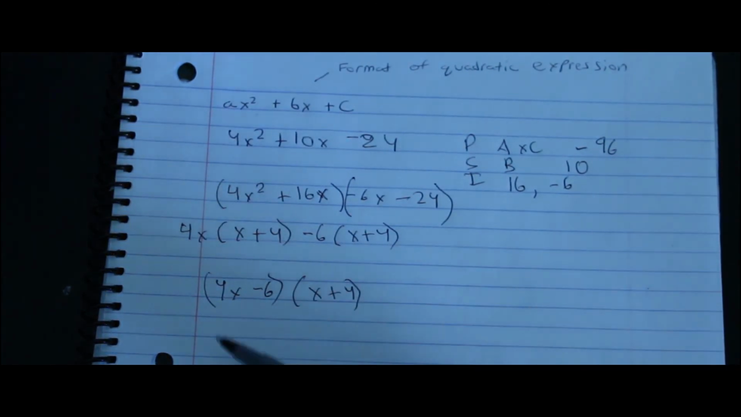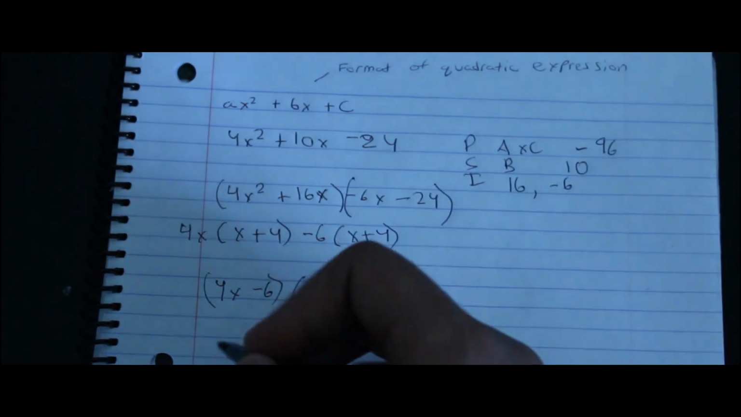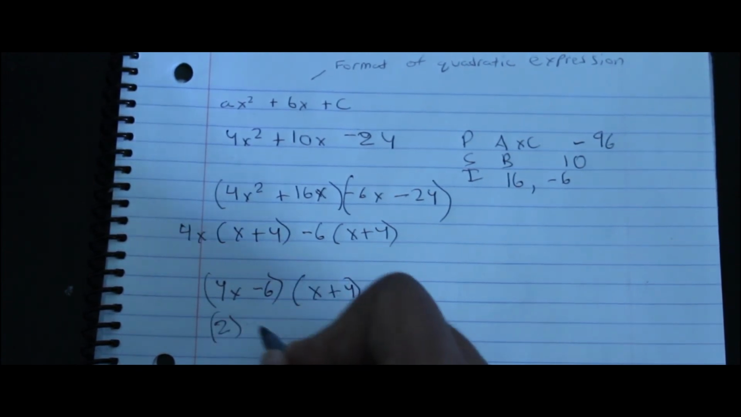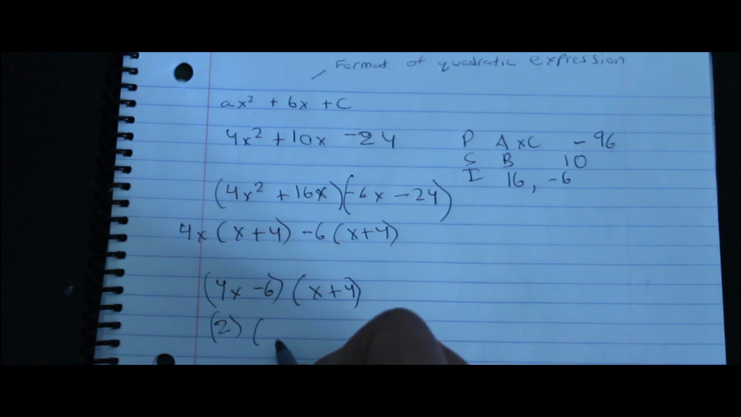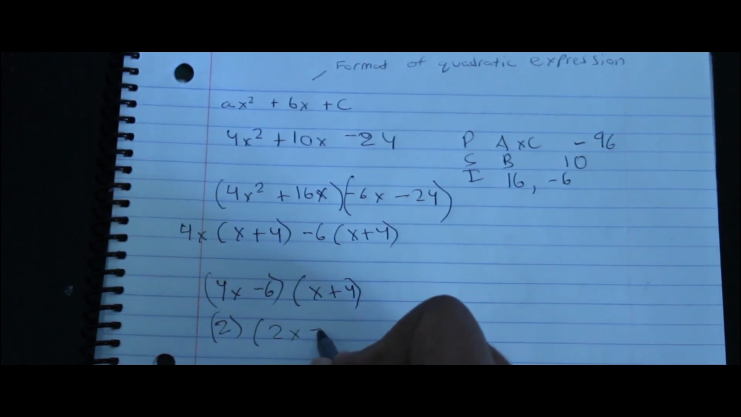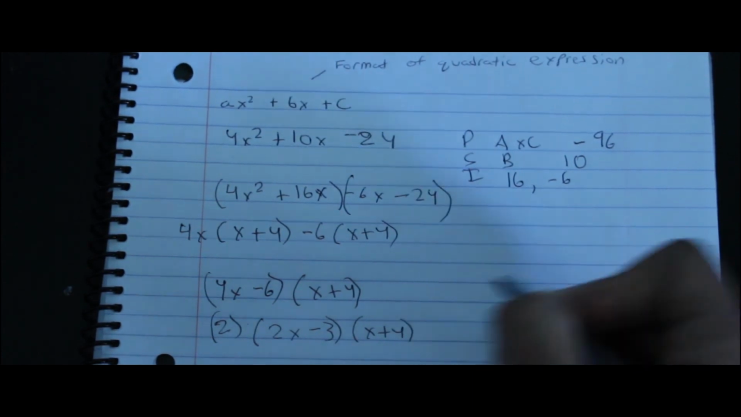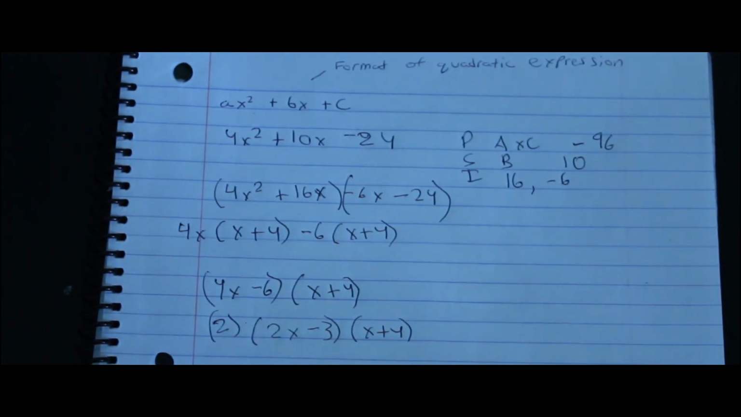Now, as you can see, you can still factor out a number from bracket number 1. So you can factor out 2 from 4x minus 6, leaving it with 2x minus 3 and x plus 4. There you go. You have successfully factored a quadratic expression.